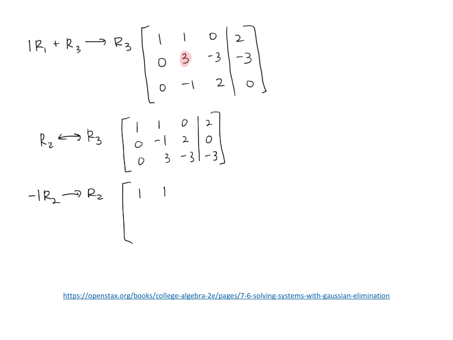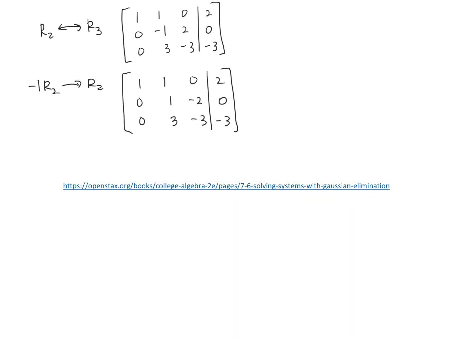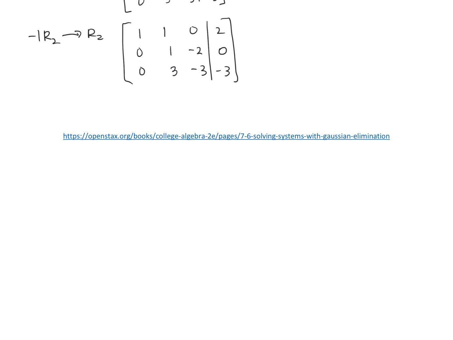So 1, 1, 0, 2. Then 0, negative 1, negative 2, 0. So I just multiplied through by a negative 1. Man, I am making error after error. That should be a 1 and a negative 2 and a 0. Okay, so see, it happens to us all. This is why we need to be careful and not be in such a rush. I'm just kind of demonstrating bad behavior here.